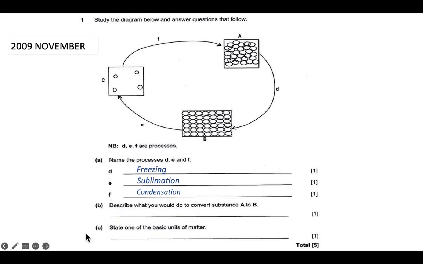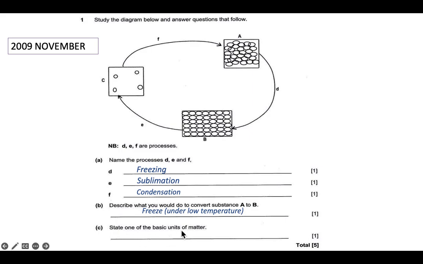Then we look at question B. Describe what you would do to convert substance A to B. To convert substance A to B, you reduce the temperature. When you lower the temperature, the liquid will change into a solid. Therefore, we can say you freeze under low temperature. And then we have C.